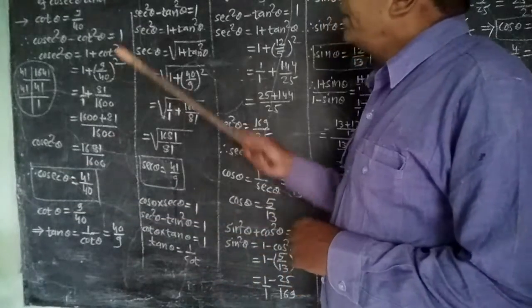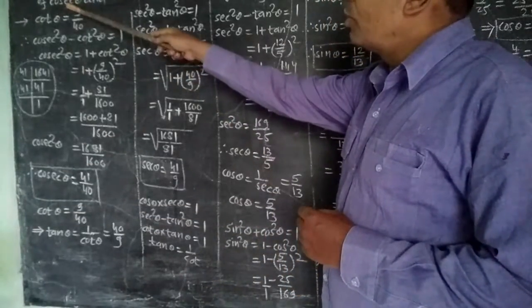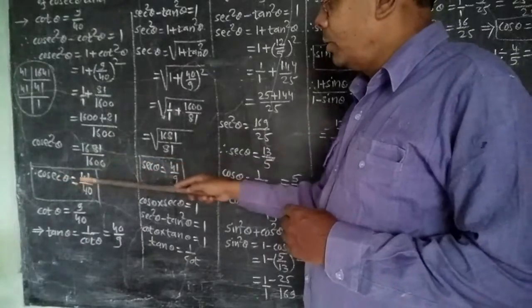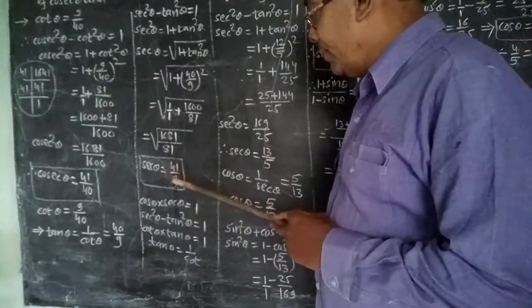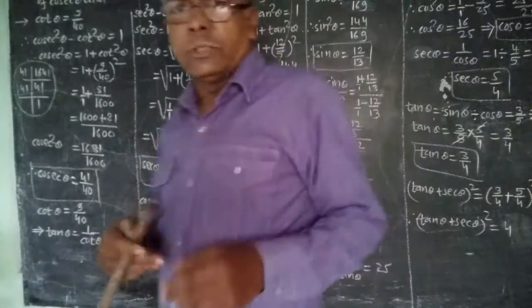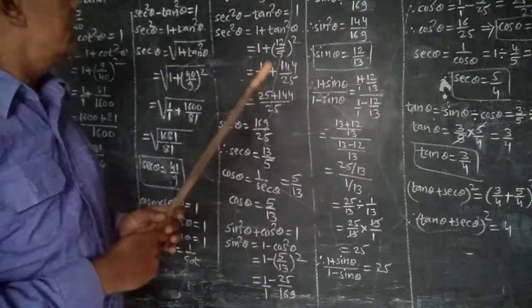Here in this way we got both the values: cosec theta is equal to 41 upon 40 and sec theta is equal to 41 upon 9. In this way we solve the example.